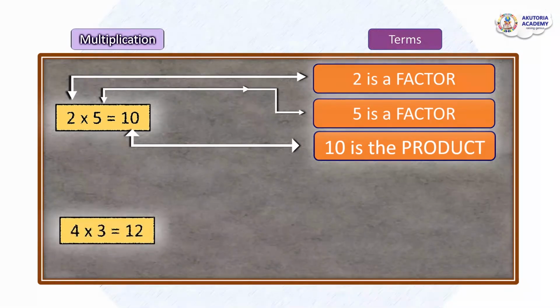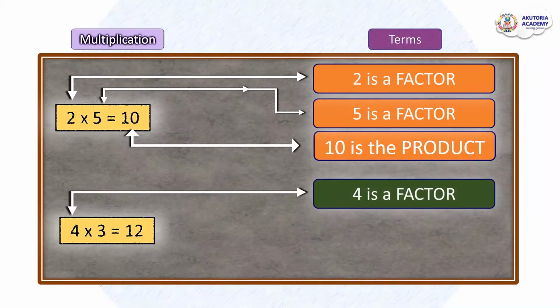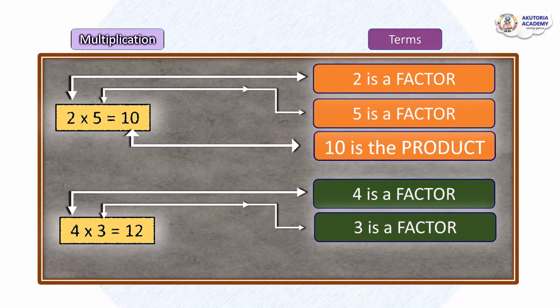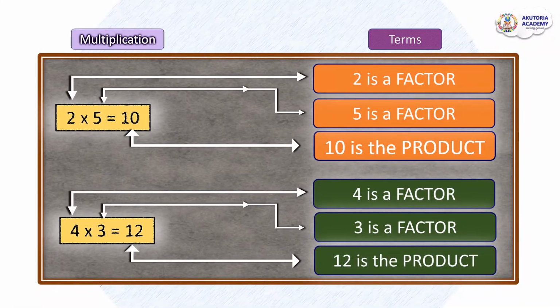Now second example, 4 multiplied by 3 equals 12. 4 and 3 are factors. 4 is a factor and 3 is also a factor. Whereas 12 is the product. So in multiplication, the numbers multiplying each other are called factors, while the result or your answer gotten is called the product.